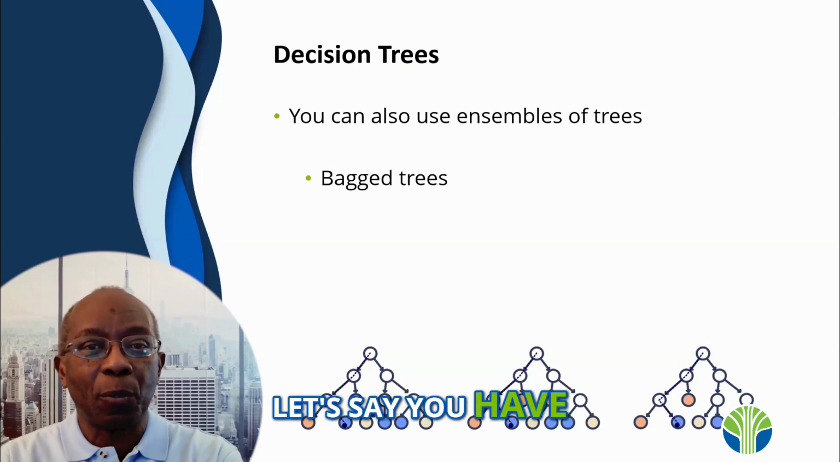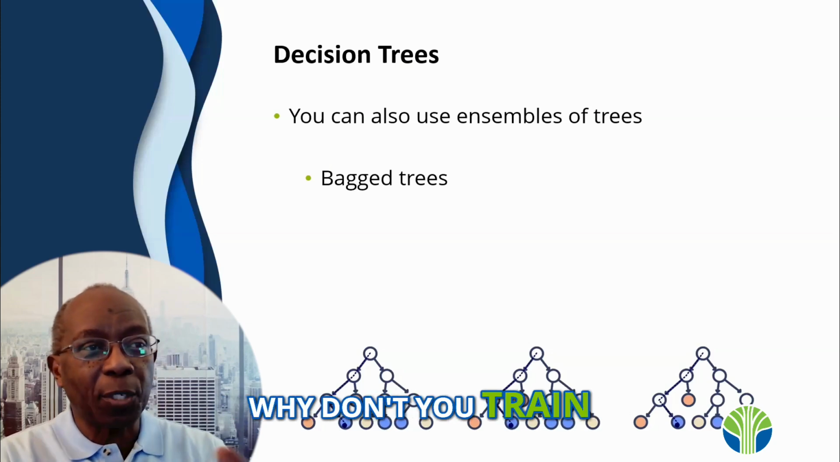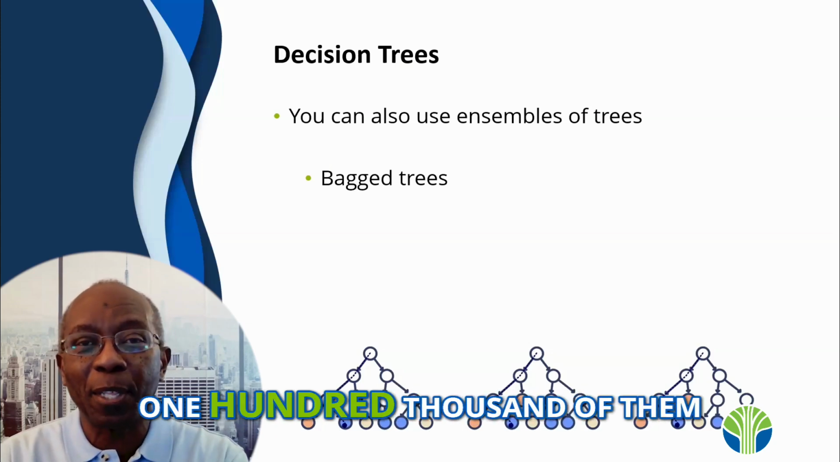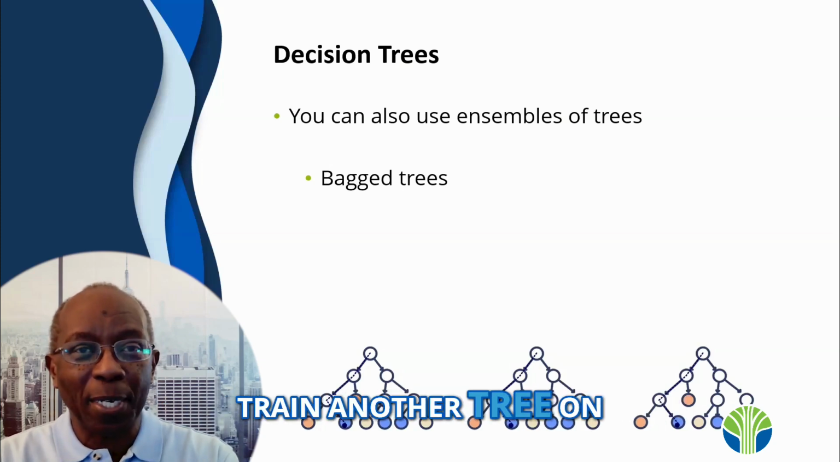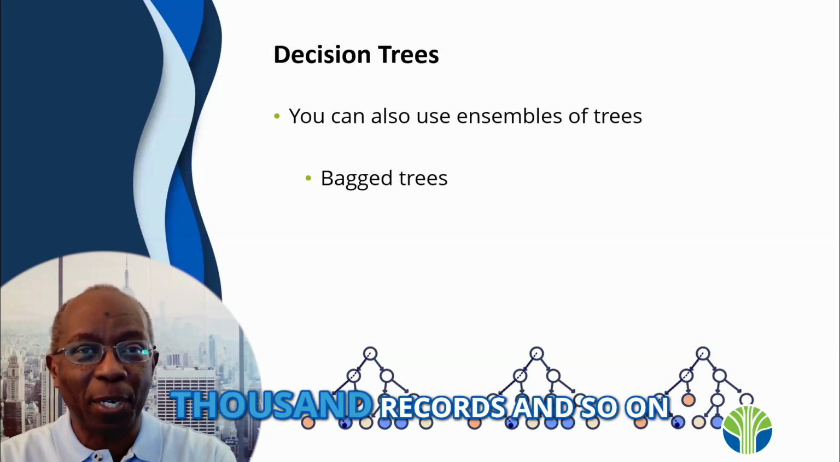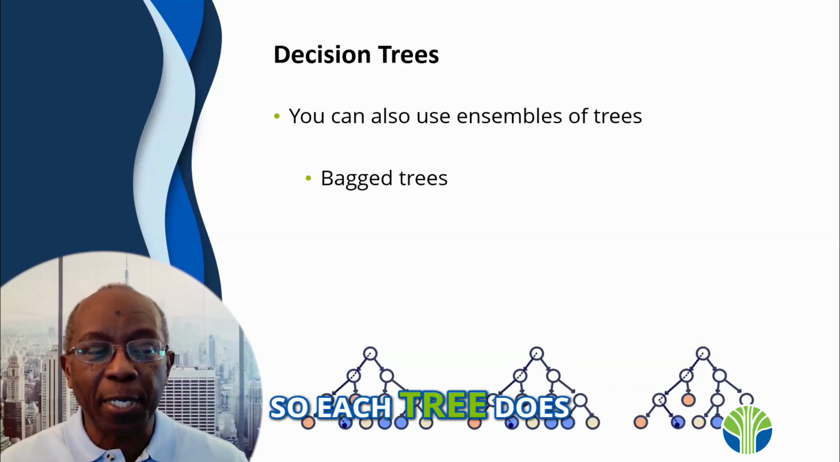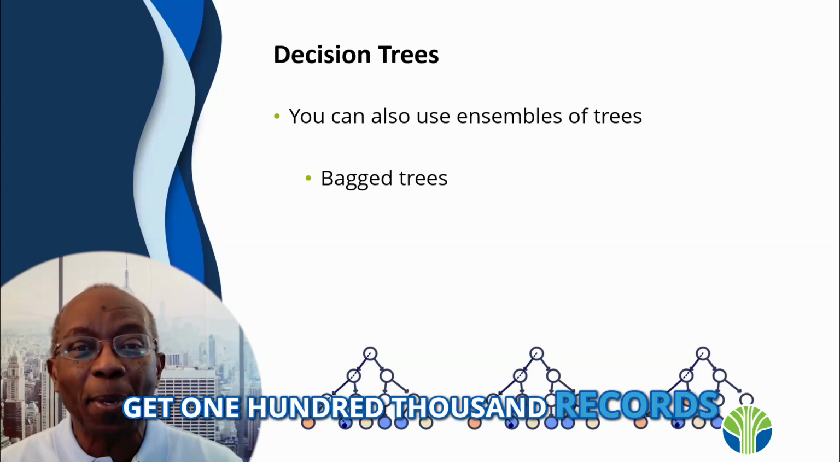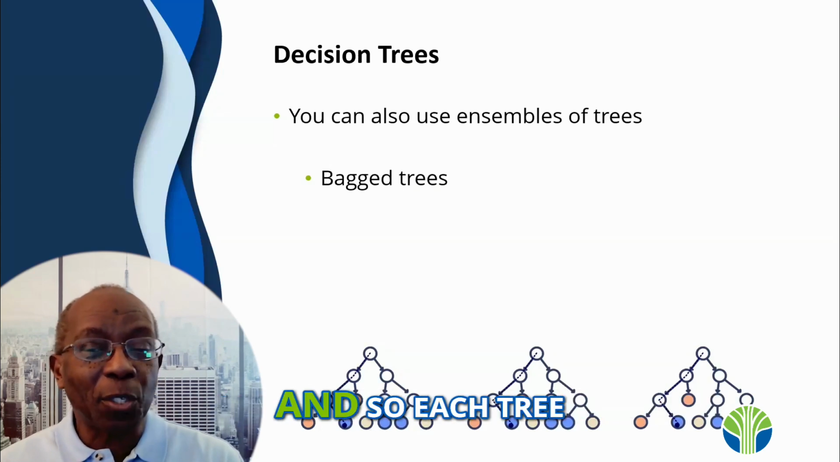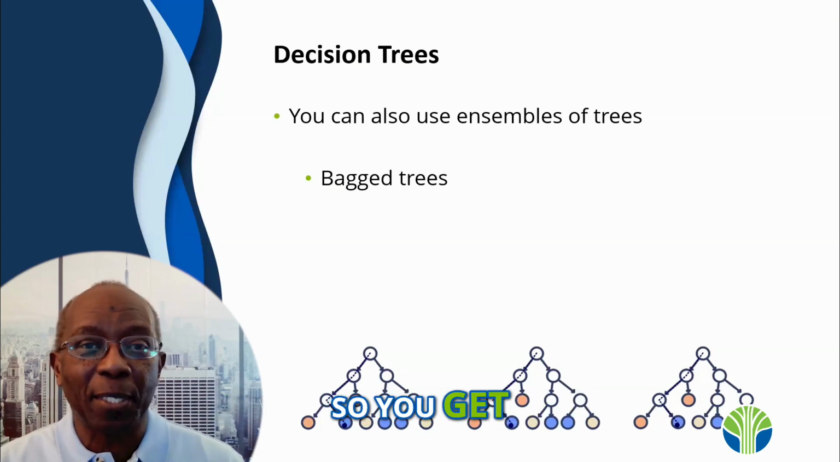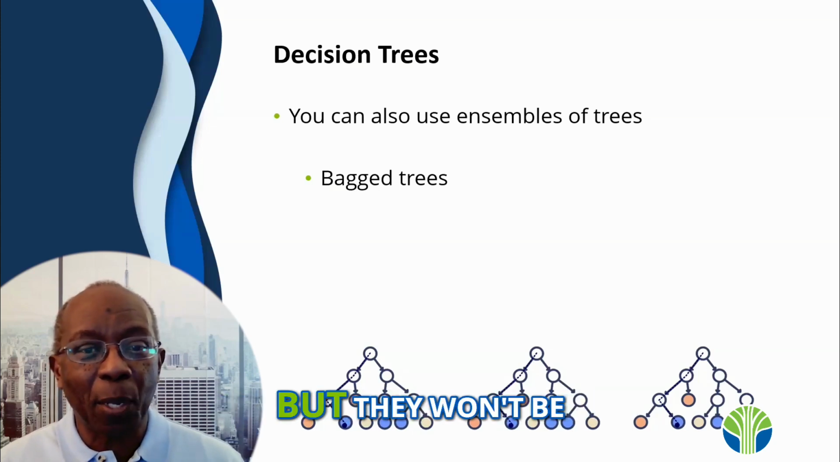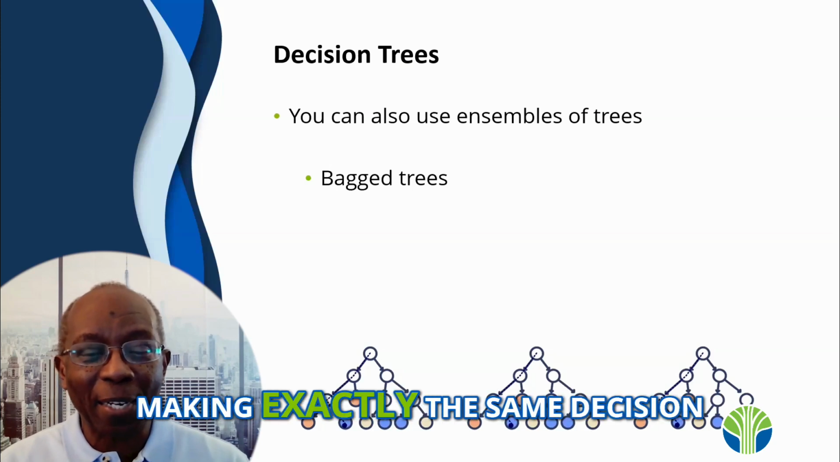Let's say you have 1 million records. Why don't you train a tree on just 100,000 of them so it doesn't see the rest? Train another tree on a different 100,000 records, and so on. So each tree does get 100,000 records, but a different 100,000 records. And so each tree will be slightly different from the other trees. So you get, let's say, 10,000 trees, but they won't be making exactly the same decision.